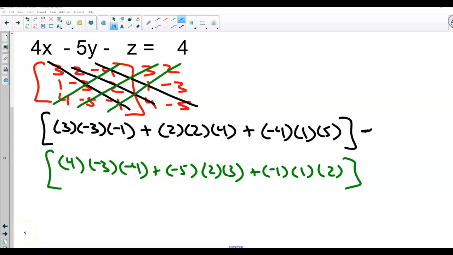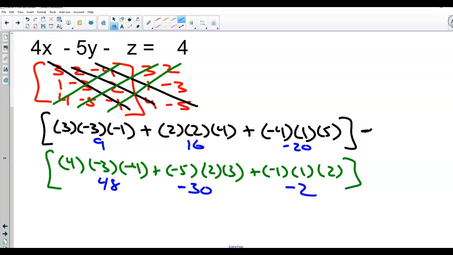We clean up. 3 times negative 3 times 1 is 9. 2 times 2 times 4 is 16. Negative 4 times 1 times 5 is a negative 20. On the bottom here, 48. Negative 30.